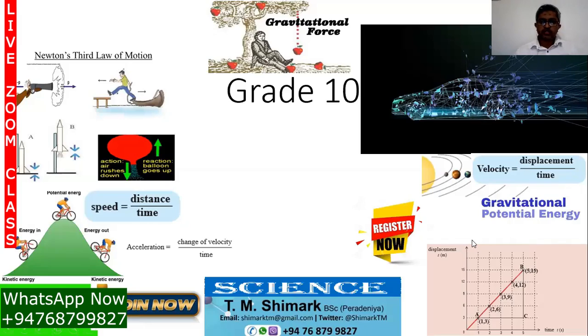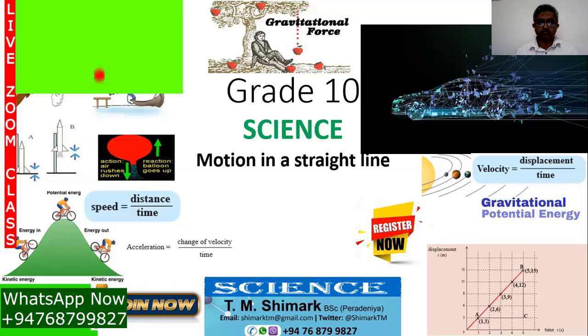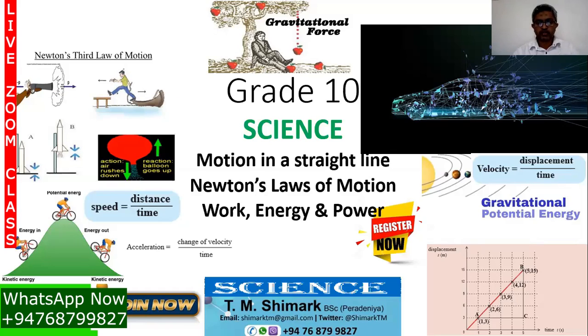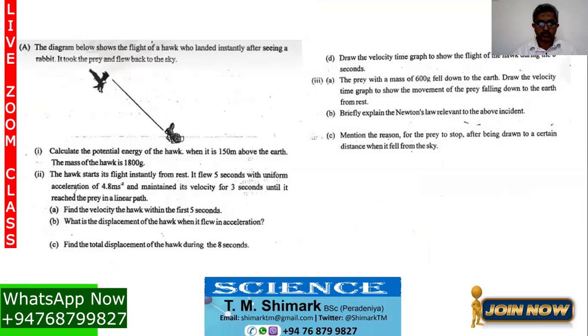Today we will be seeing the question related to science on motion in a straight line, Newton's laws of motion, and work, energy and power. These three areas are covered in this question. So let us go and check what the question is about. We need to calculate the potential energy of the hawk when it is 150 meters above the earth. The mass of the hawk is given.